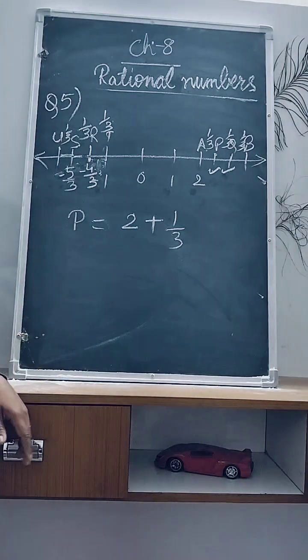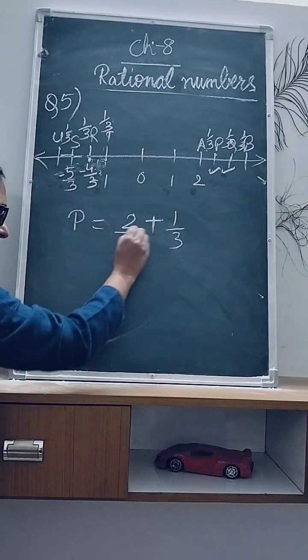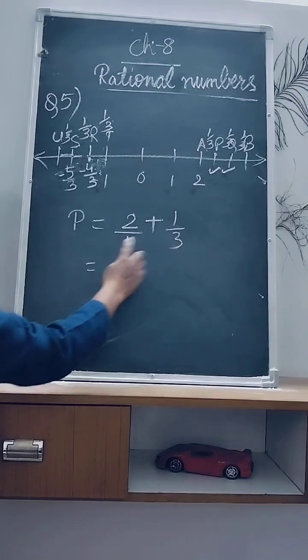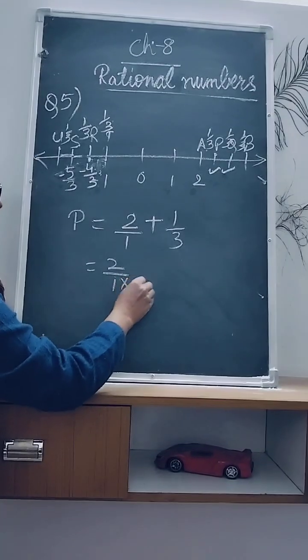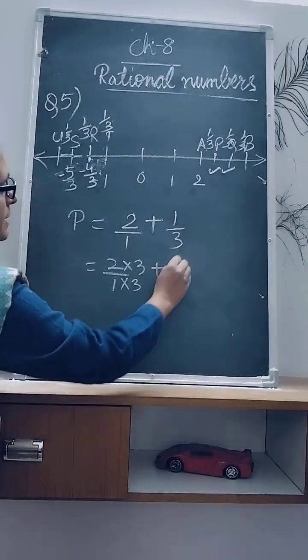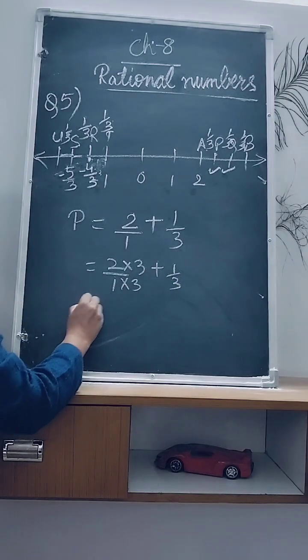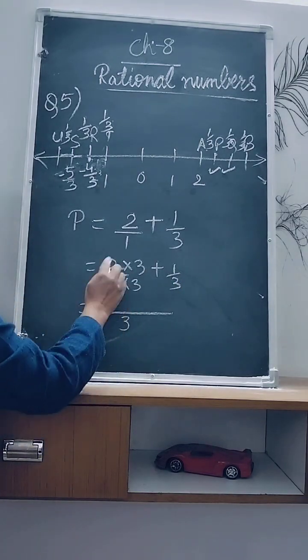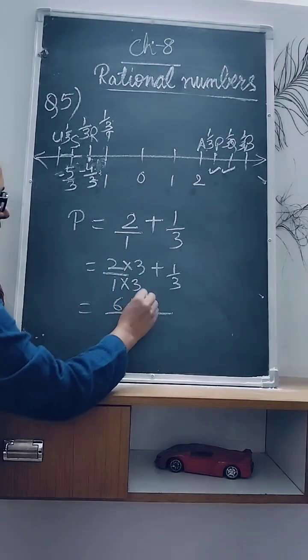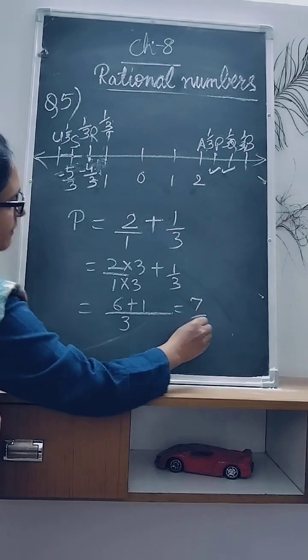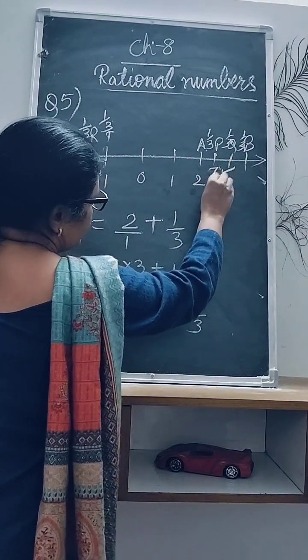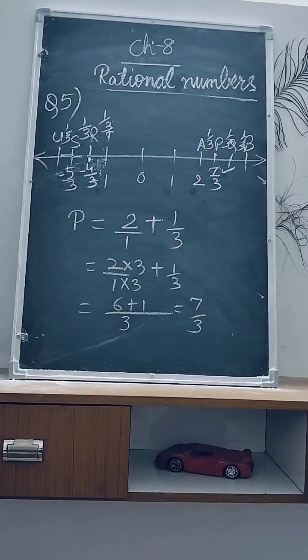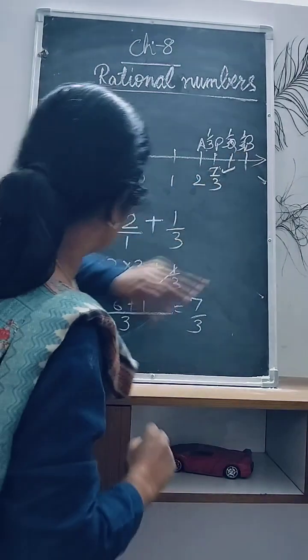Nothing is written below the denominator, so we can write 1 ourselves. LCM of 1 and 3 is 3. So 2 by 1 into 3 into 3, plus 1 by 3. Now we will keep the denominators the same. 2 into 3 is 6. 6 plus 1 is 7. So 7 by 3. What does P represent here? 7 by 3. Okay students, now let us find the value of Q.